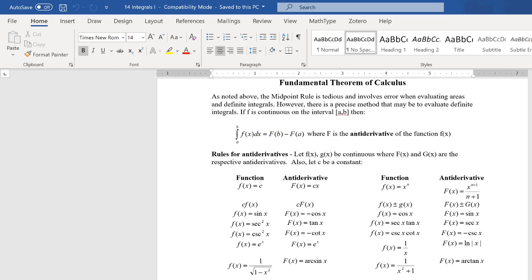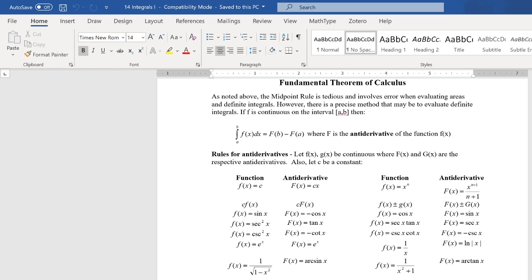So this here is the chart that you'll need to memorize. And first, before we talk about the chart, we have to talk about the fundamental theorem of calculus. So at the top of the page here, you see it says fundamental theorem of calculus.